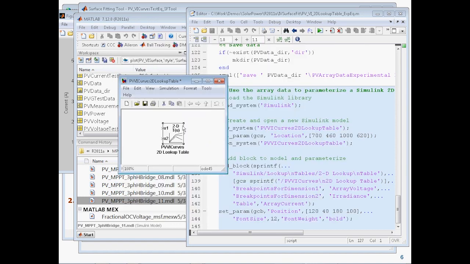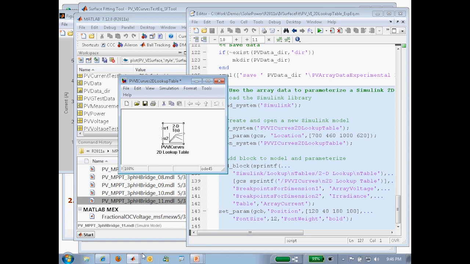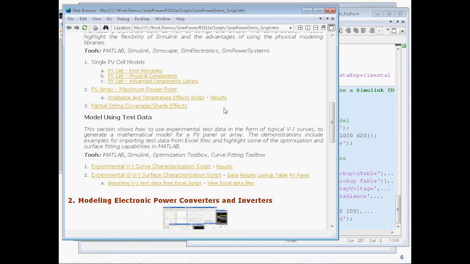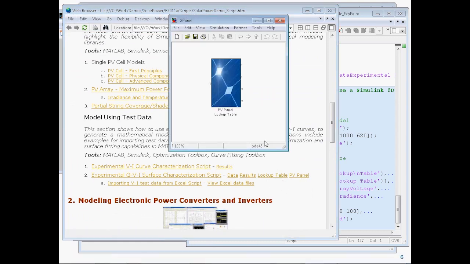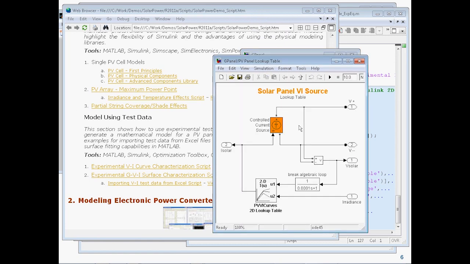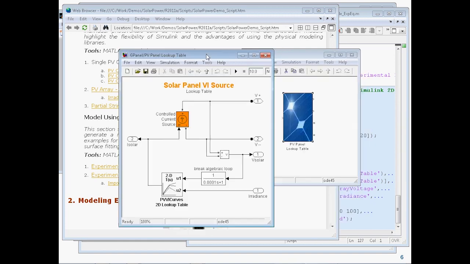So this block is perfectly set to be used in any kind of simulation. And I have not written any equations. Actually, if I go to my script, using that block, I have created a block that is a panel. When I double click on it, what you're seeing is the corresponding model for my Simulink electrical diagram.